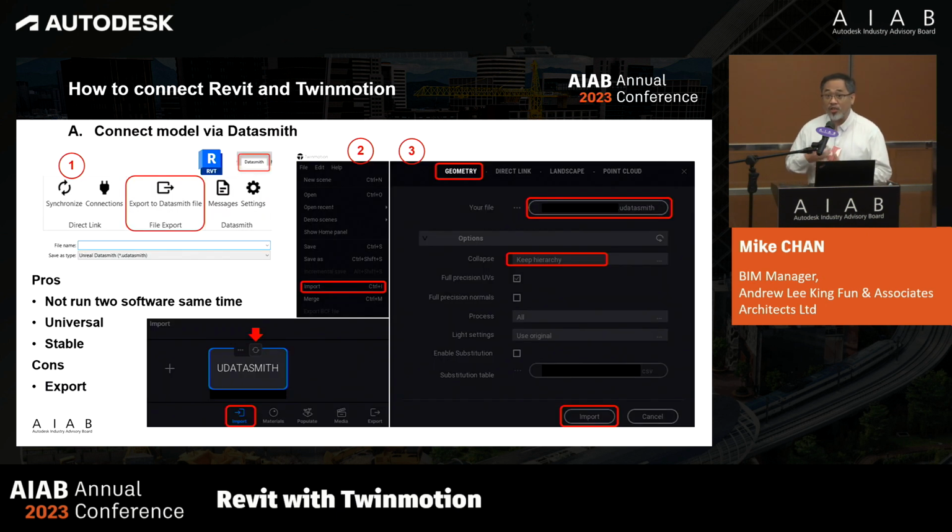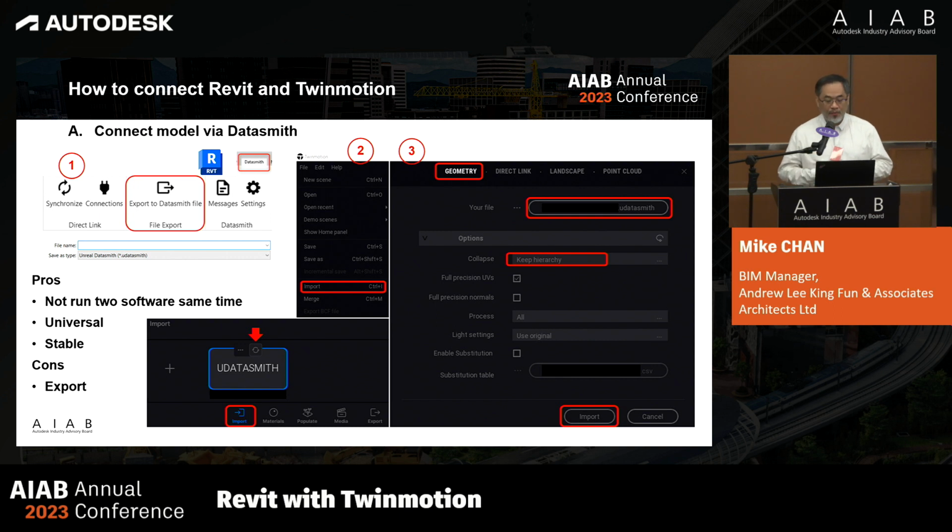Okay, after installing the application, let's get into the exercise: how to get the data from Revit to Twinmotion. There are two methods to do it. From experience, I find this one is more stable, and in a teamwork environment it is much more suitable. We call it the collection model with Datasmith.